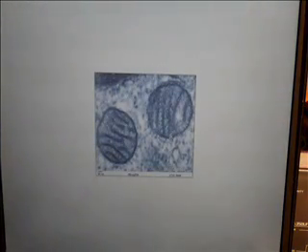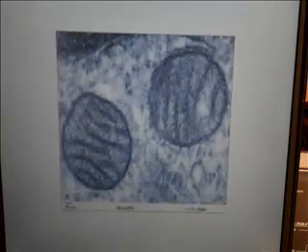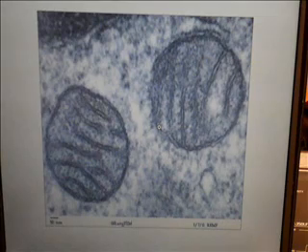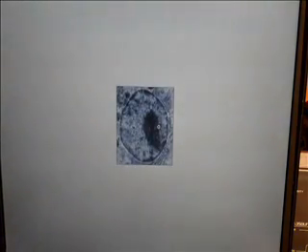These two guys are the mitochondria. These are our power centers, basically where all the energy for the cell is created and pushed out into the cell and allows it to do whatever it needs to do.